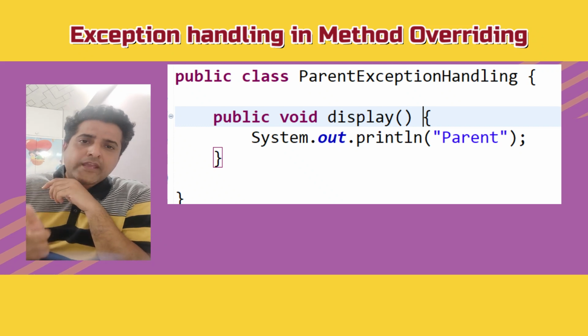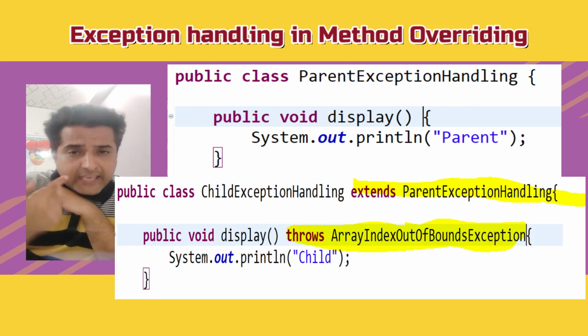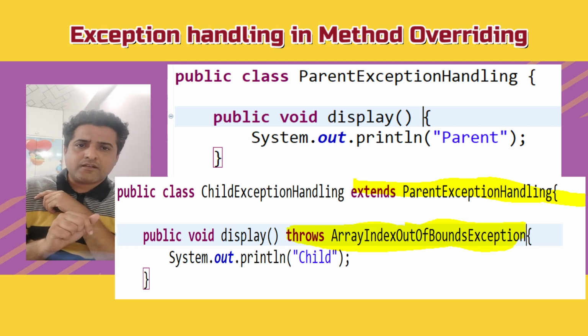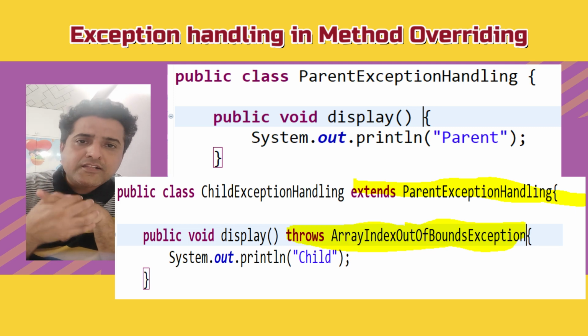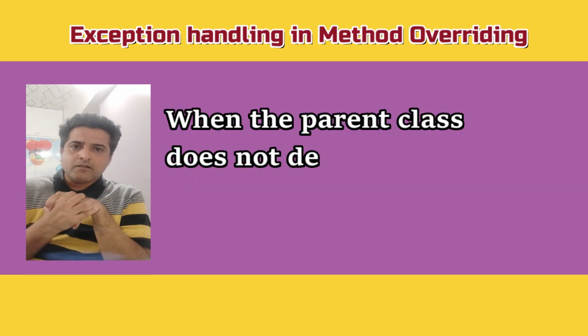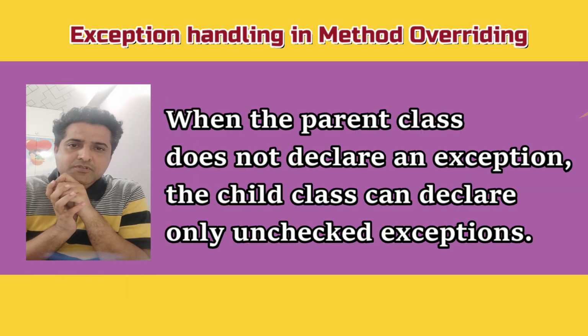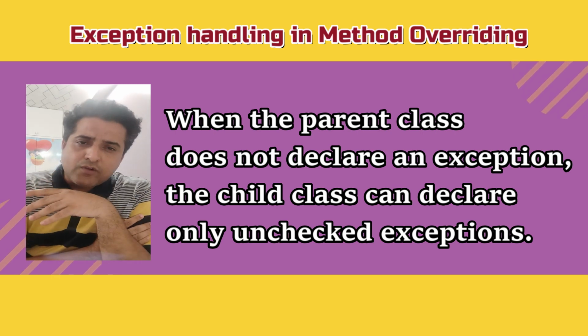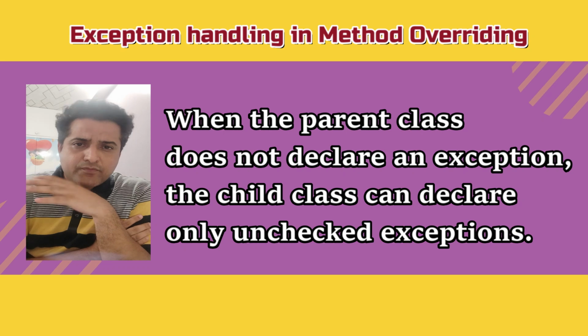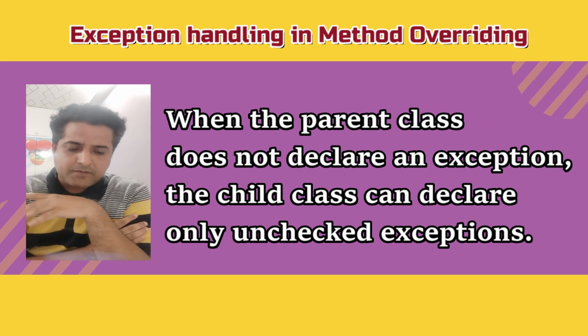Now the second scenario: when the parent class does not define any exception, the child class can define an exception, but only an unchecked exception. Unchecked exceptions are runtime exceptions, like ArrayIndexOutOfBoundsException, which is an example of an unchecked exception.